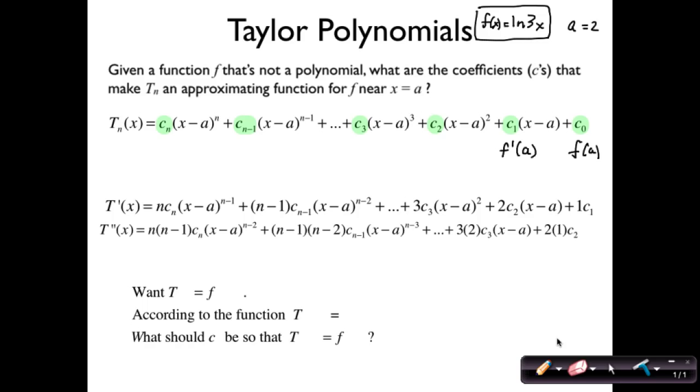And so now I want my second derivative at a to be what? What do I want the second derivative of my polynomial at a to be? Second derivative of the function, right? We want to get things right at a. Now we're at the second derivative. We want to get the second derivative right at a. We're going to have our polynomial give us the same second derivative as the original function. But according to the function, the second derivative at a equals what?